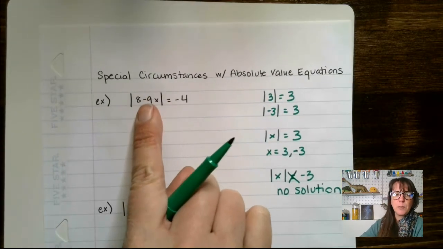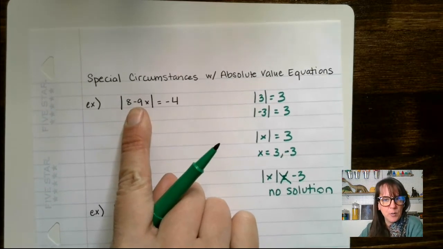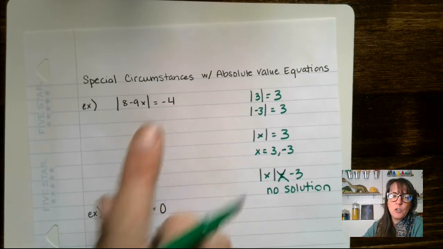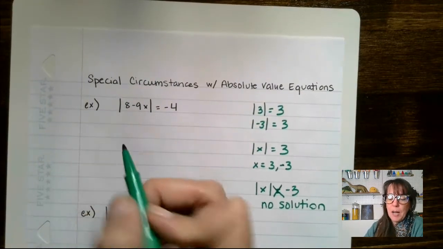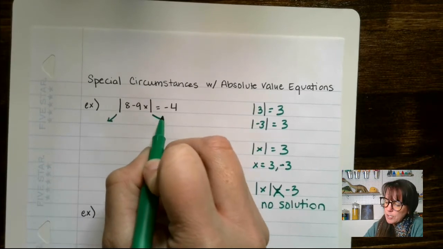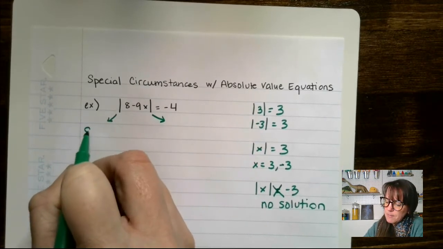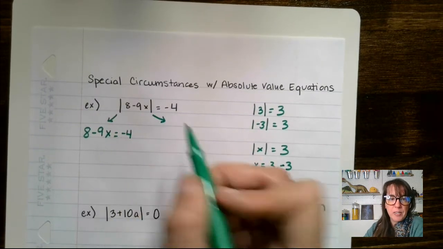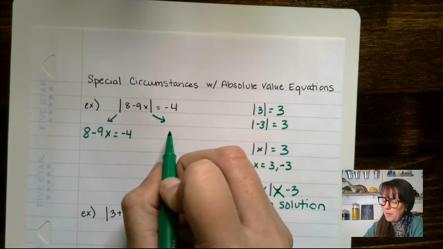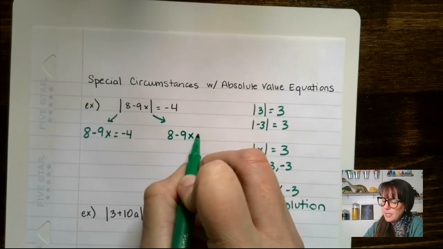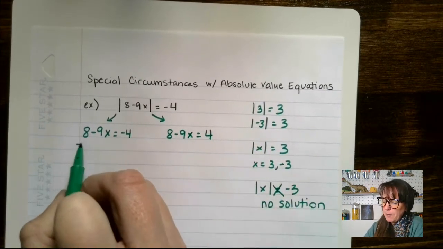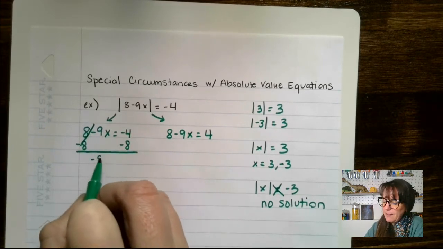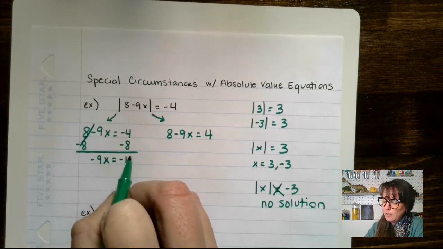If you take a look here, we've isolated our absolute value. And once you've done that, if this guy is negative, it's not going to work. Let's just show you how. Remember, absolute value means that I have two equations. I've got the first one written as it is, 8 minus 9x equals negative 4. And then the other one I do with a negative, so a negative 4 is going to be a positive 4: 8 minus 9x equals positive 4.